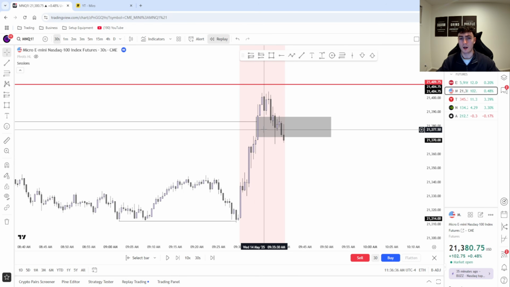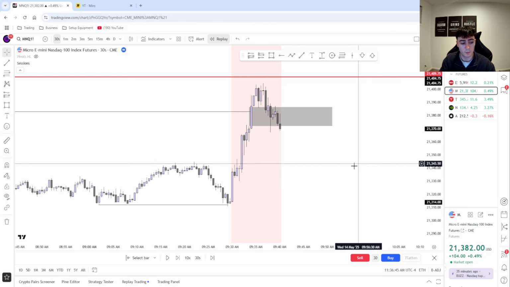Right there, yes, we're in higher time frames analysis. We've got high time frame fair value gaps holding price. What is the 30-second telling us? Well, the 1 minute actually closed on this as well. Okay, the 1 minute closed on this.